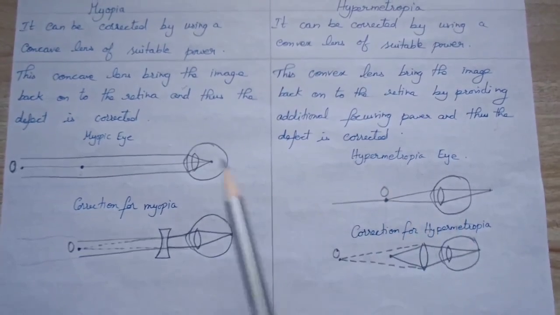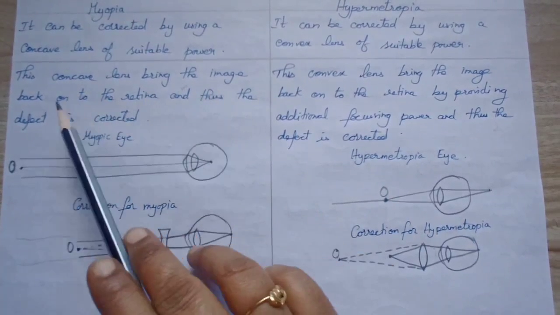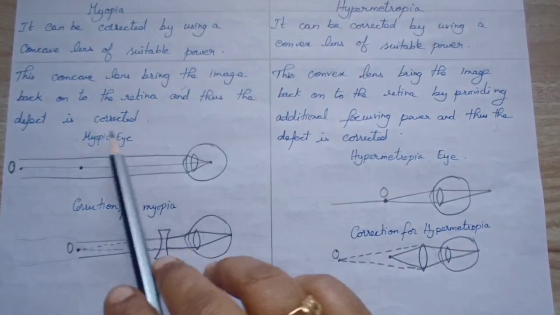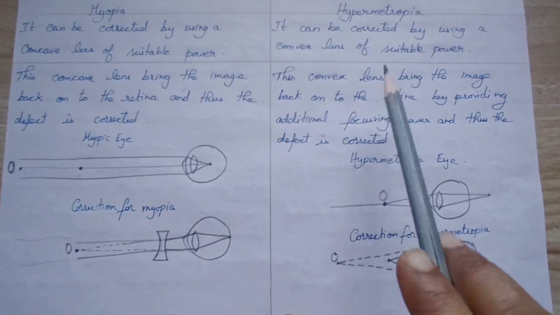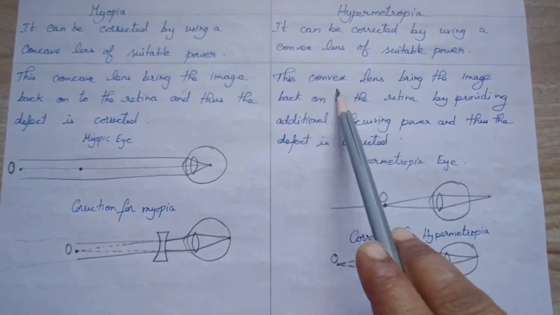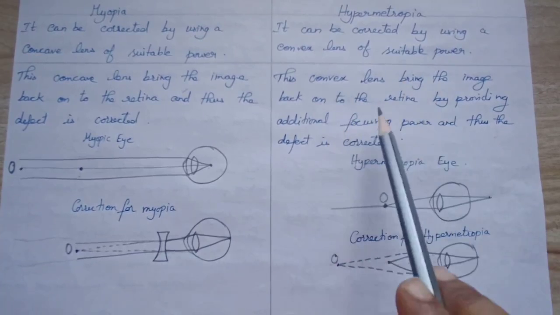Next, this concave lens brings the image back onto the retina, and thus the defect is corrected. In the case of hypermetropia, we are going to use the convex lens as a corrective lens, right?